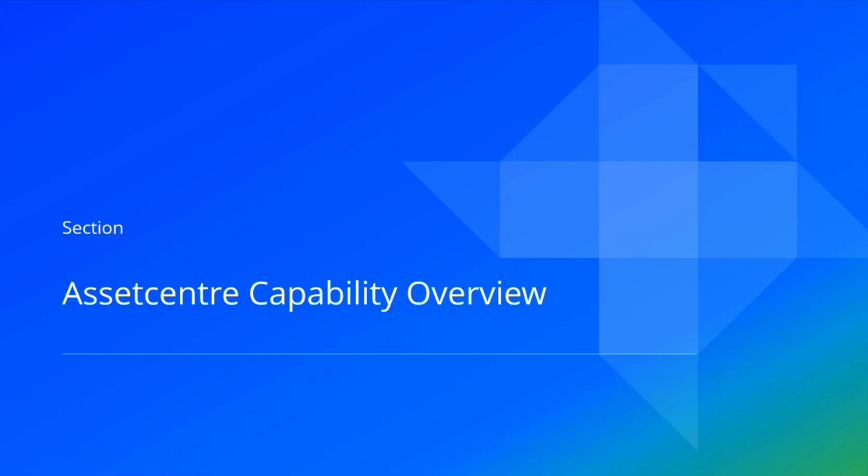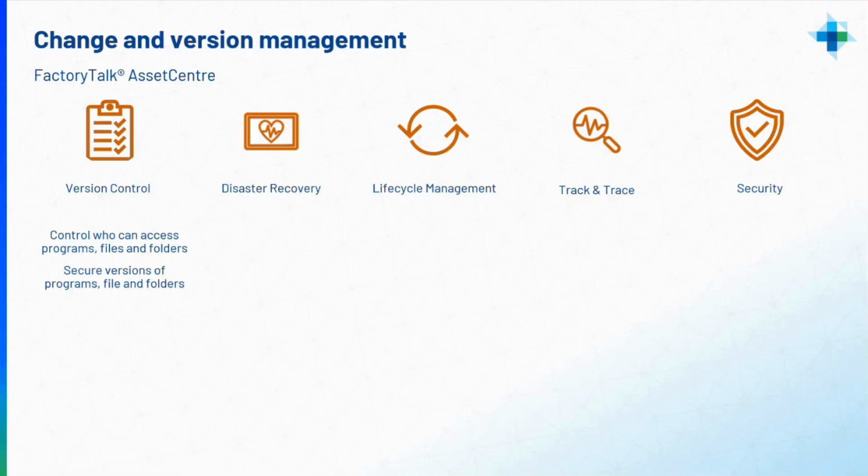And so with these problems addressed or brought up, this is where AssetCentre comes in, and we're going to talk about the different main capabilities AssetCentre has in order to address these aforementioned problems. So FactoryTalk AssetCentre is going to act as your centralized information type software. We're utilizing these main capabilities in version control, disaster recovery, lifecycle management, track and trace, and security. You can address all those problems that we mentioned in that first section.